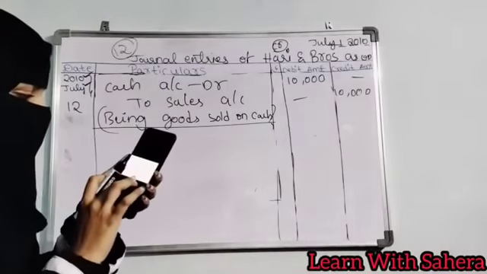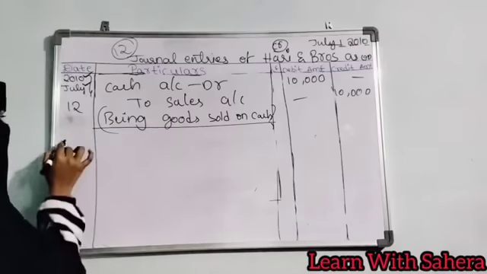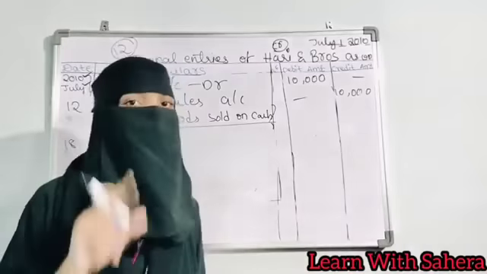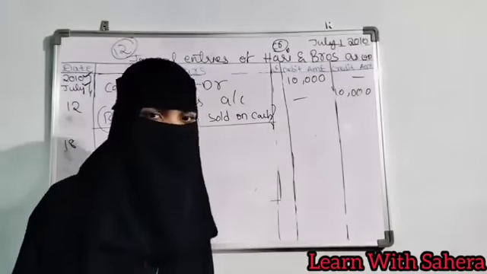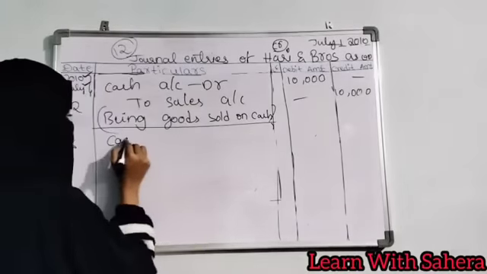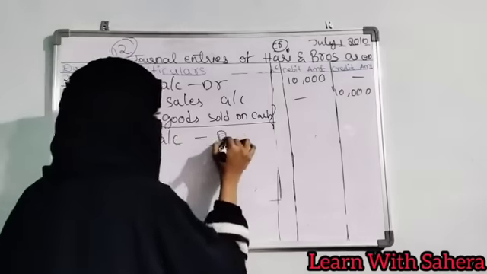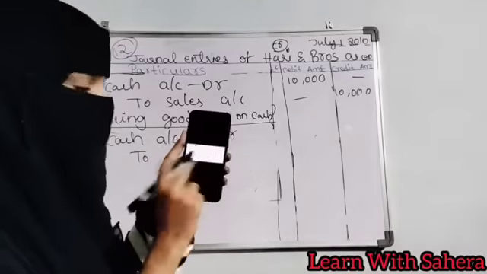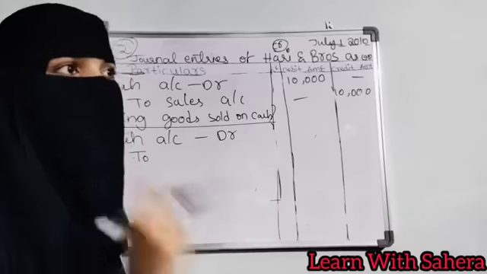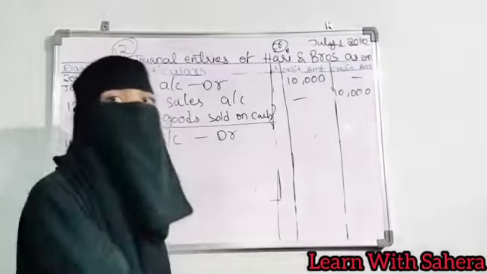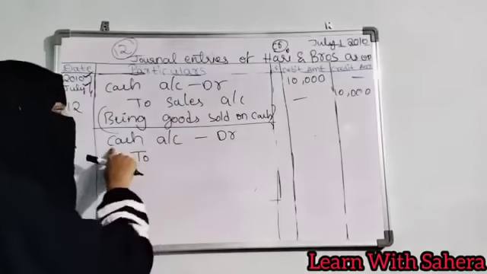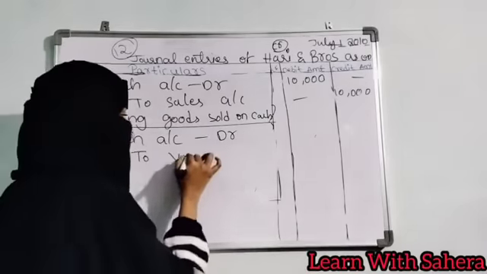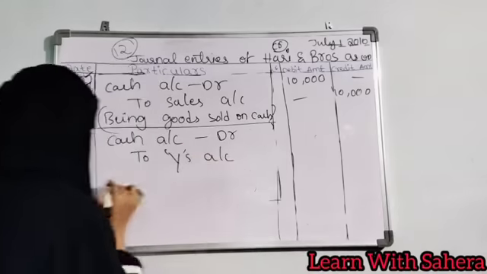Next, cash received from Y. What is the date? 18. Here what are we receiving? Cash. Cash is coming inside the business. So what will we write? Cash account debit. To, from whom are we receiving the cash? We are receiving the cash from Y. So Y is the giver. Cash is coming inside the business, so we wrote cash account debit. Who is the giver here? Y is the giver. So we are writing to Y's account.